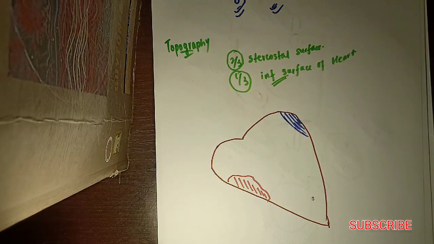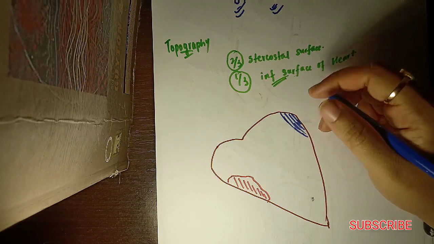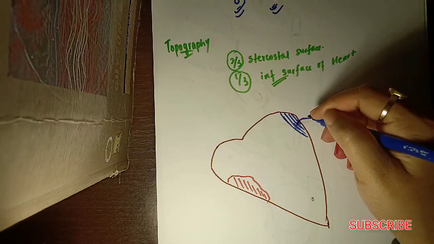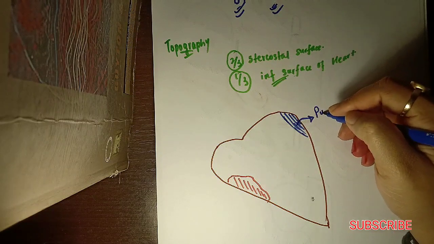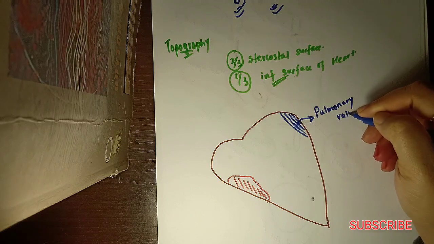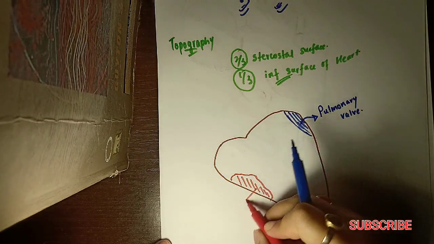Why can't we see the pulmonary valve in the right atrium? Because the pulmonary valve starts from the right ventricle. The question asked is at which area the pulmonary valve is located. So the pulmonary valve is located in the right ventricle. This is the pulmonary valve, and this is the tricuspid valve.